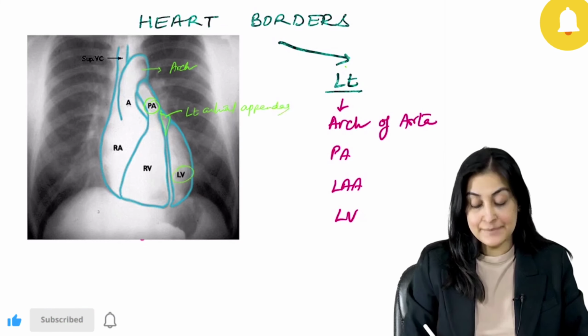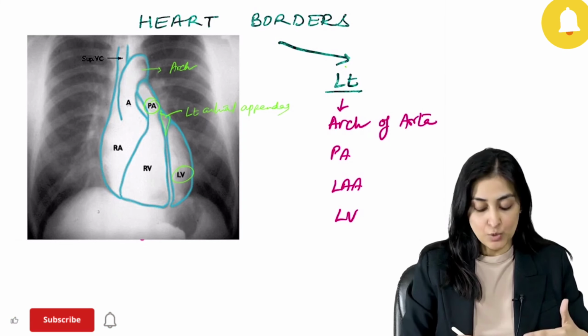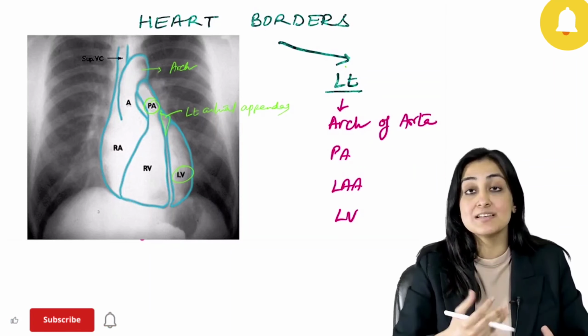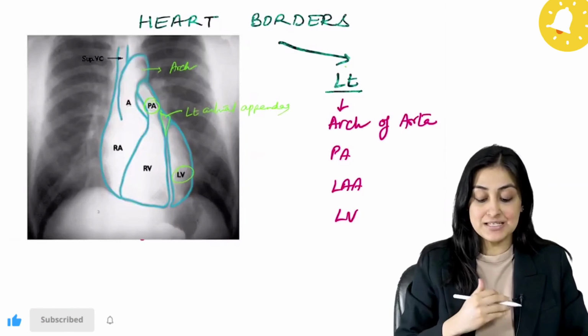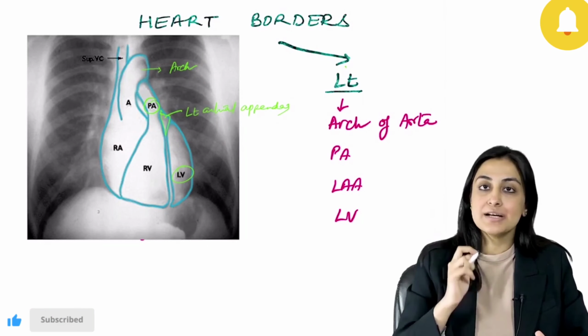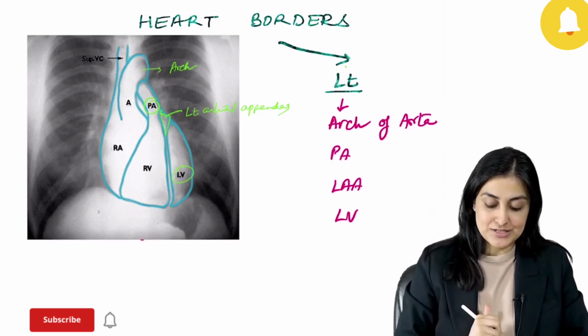So remember, LA doesn't contribute to any heart border. It's not even seen on this frontal projection because it lies posteriorly. So when asked which is the posterior most heart chamber, remember it's going to be left atrium, alright. So that is located posteriorly.